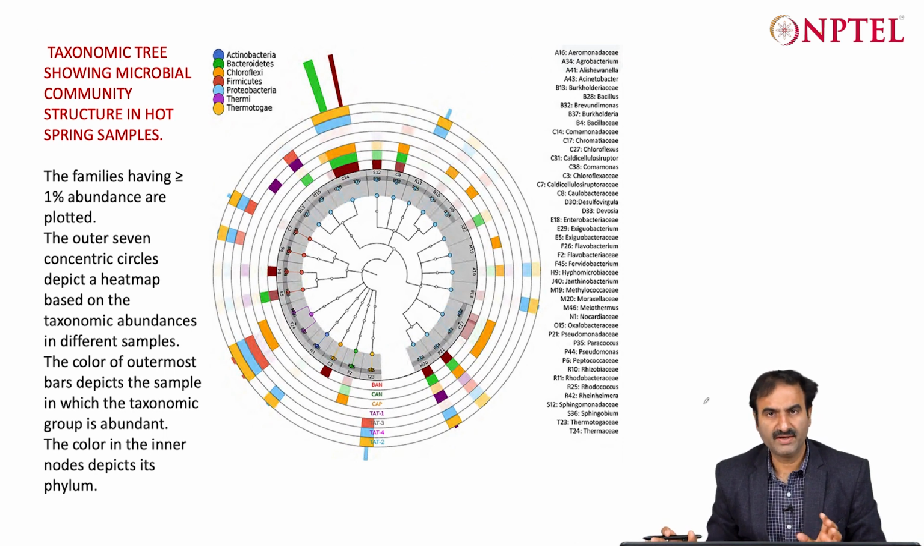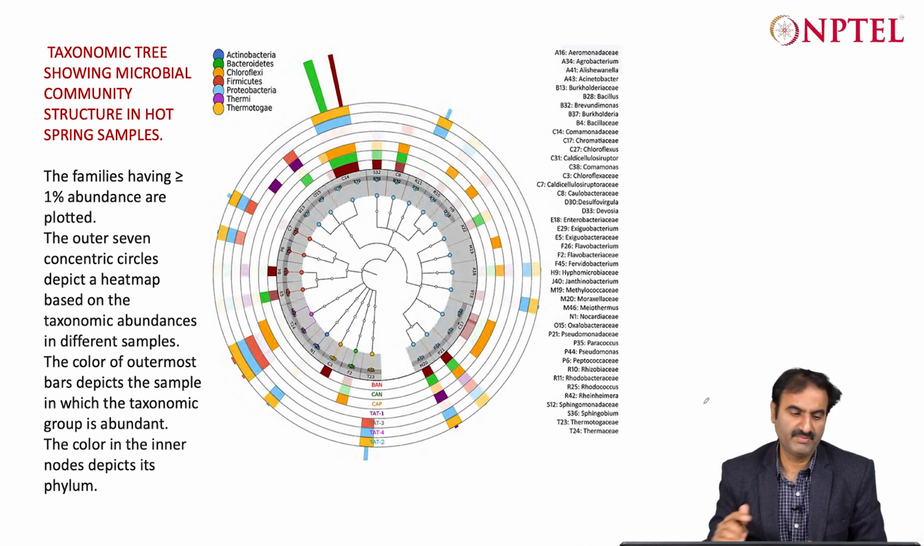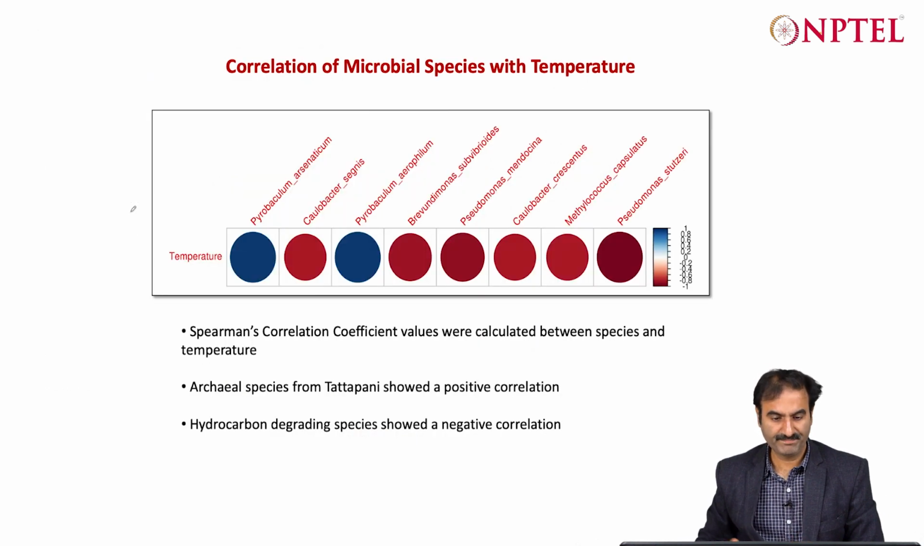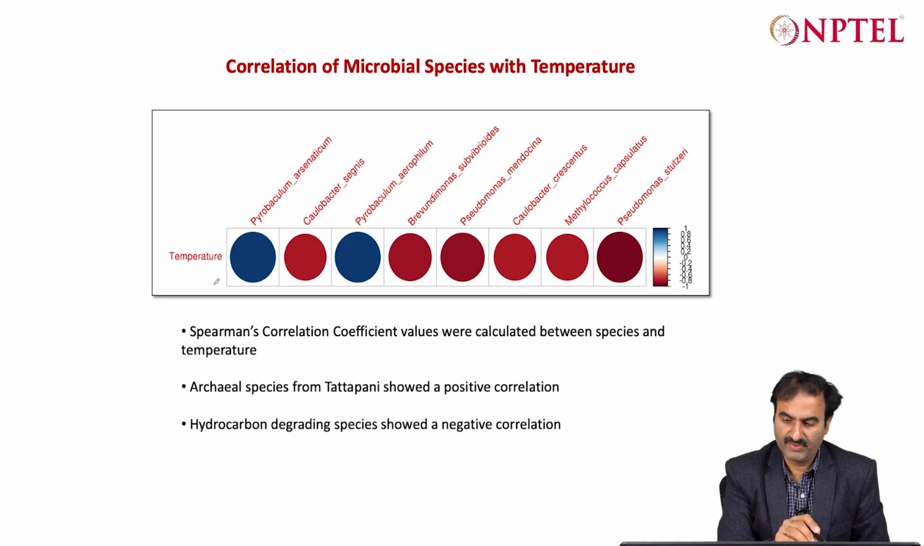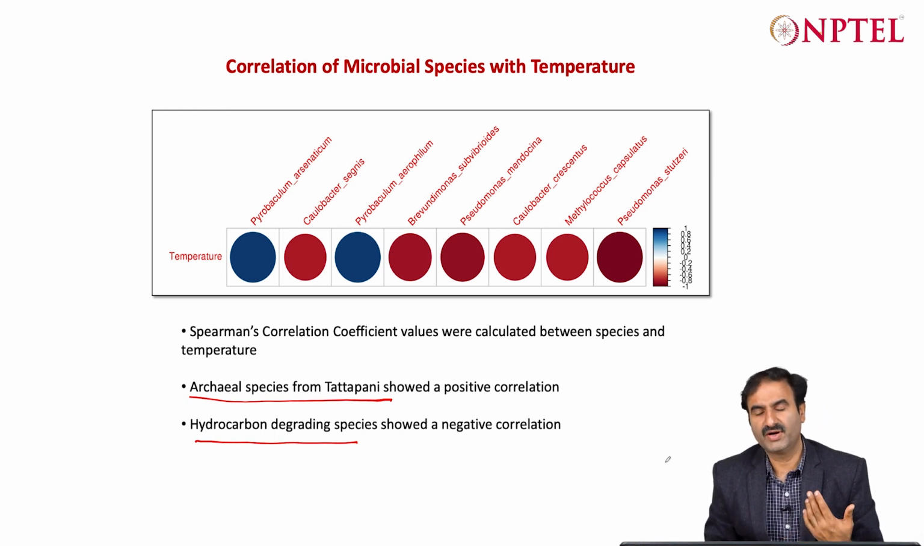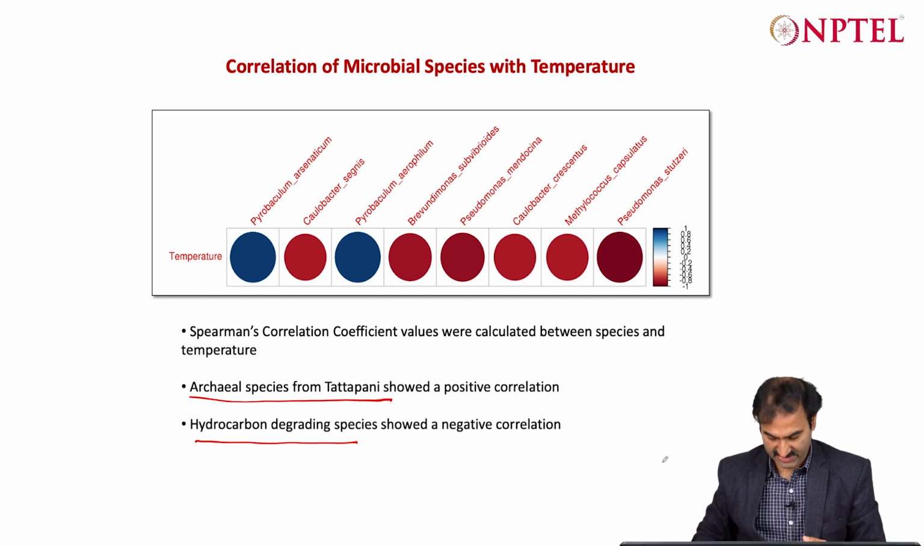Okay, you can also try a comprehensive taxonomic tree by combining all the communities having some relative abundance, like 1% and above, from the different locations, right. Then see whether the abundance of any microbe can be correlated with the temperature. Like in this case you can see that the archaeal species showed correlation with the Tatapani because it was high temperature and archaea prefer high temperature, whereas the hydrocarbon degrading species were less abundant in very high temperature regions, but more abundant in the lower temperature regions.